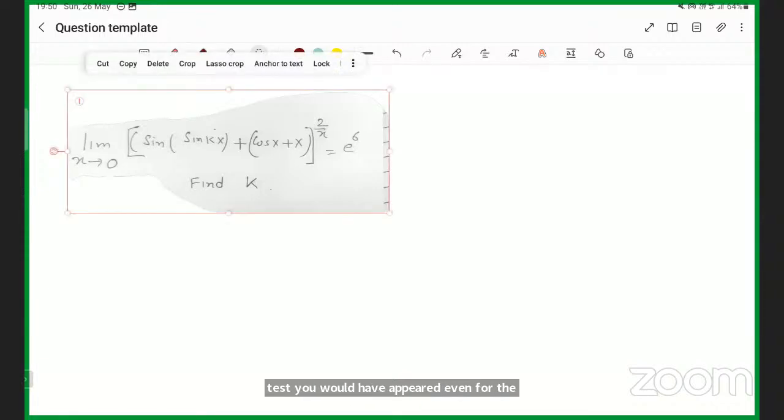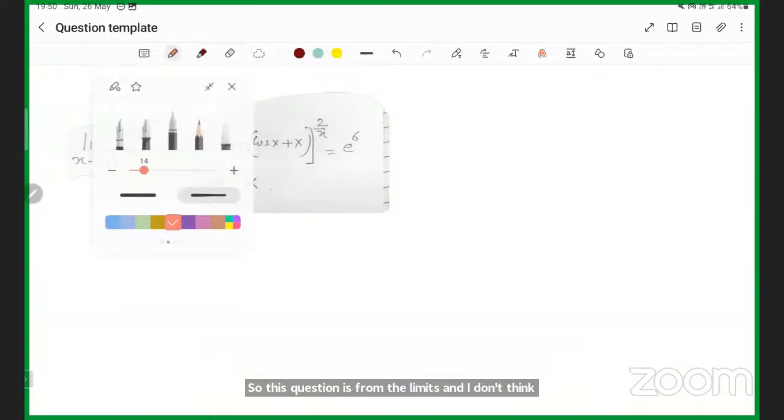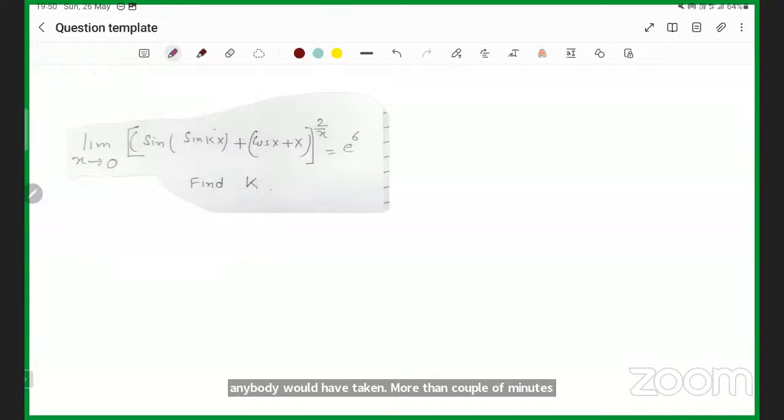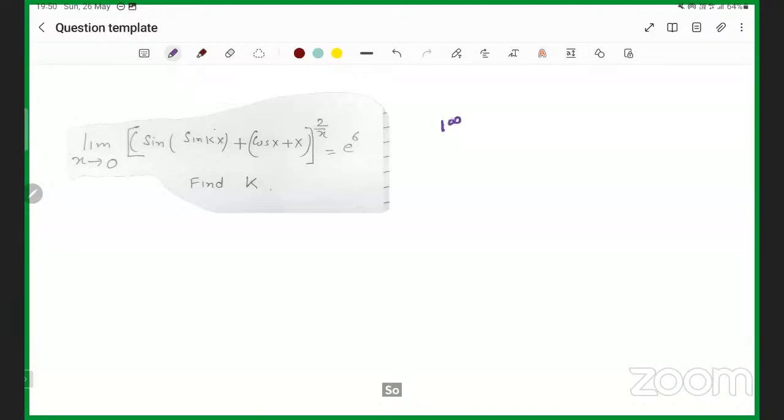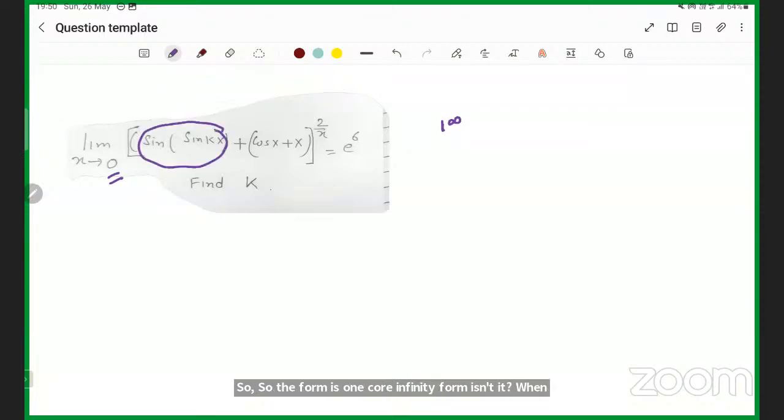So this question is from limits, and I don't think anybody would have taken more than a couple of minutes to analyze which form this question is. So the form is 1 power infinity, isn't it? When x tends to 0, you can see that this quantity will take you towards 0. This cos 0 will take you towards 1, and this guy will take you towards 0. And again, here we can see that this guy will be going towards infinity.